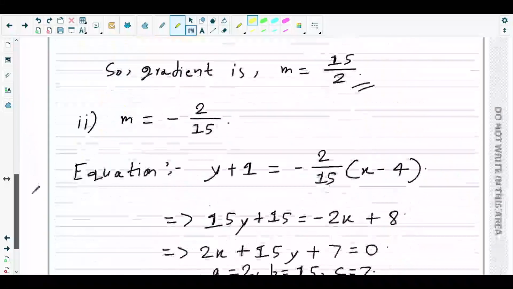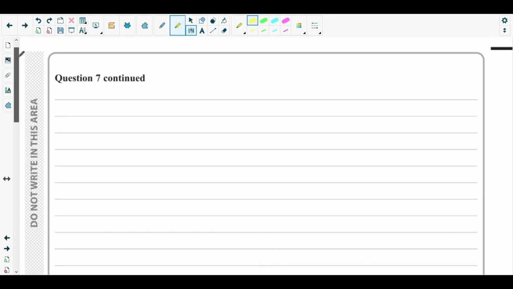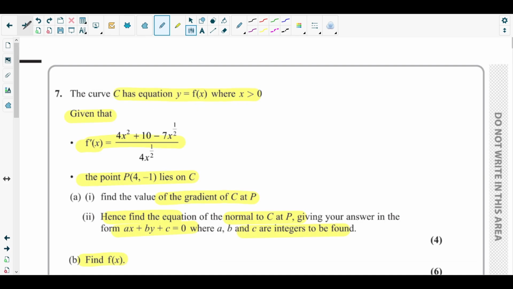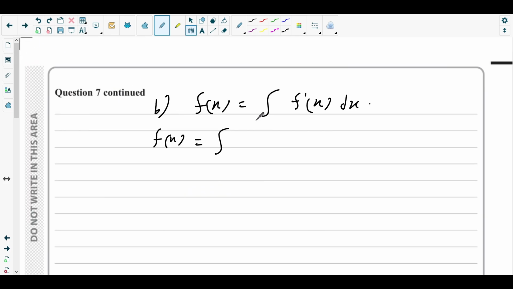So that's what we will do here. We will integrate f dash x. So for part B, f of x would be integration of f dash x dx. So let's integrate f dash x. So the equation for f dash x is 4x squared plus 10.